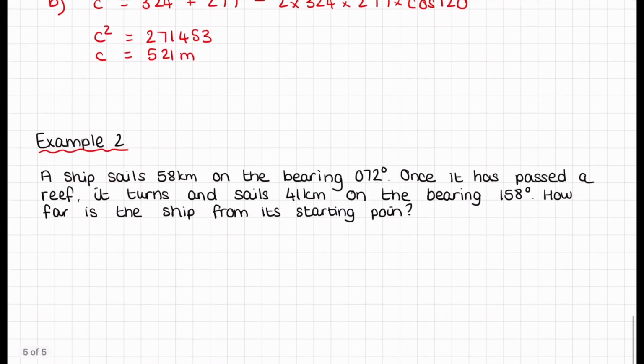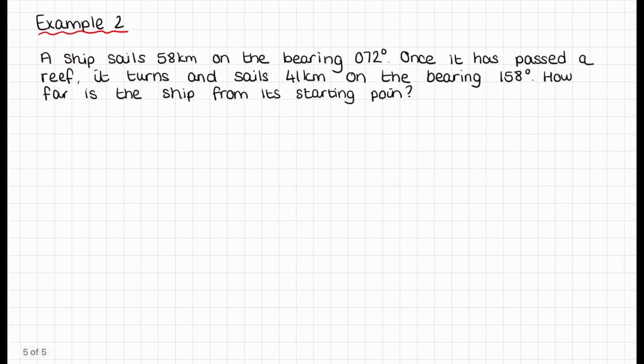Next example: a ship sails 58 kilometers on a bearing of 72 degrees until it has passed a reef. It turns and sails 41 kilometers on a bearing of 158 degrees. How far is the ship from its starting point? So bringing some bearings back in, because you never know, they could turn up in an IB. And I know how much you love them, so we probably need a bit of practice. So we need to draw a diagram.